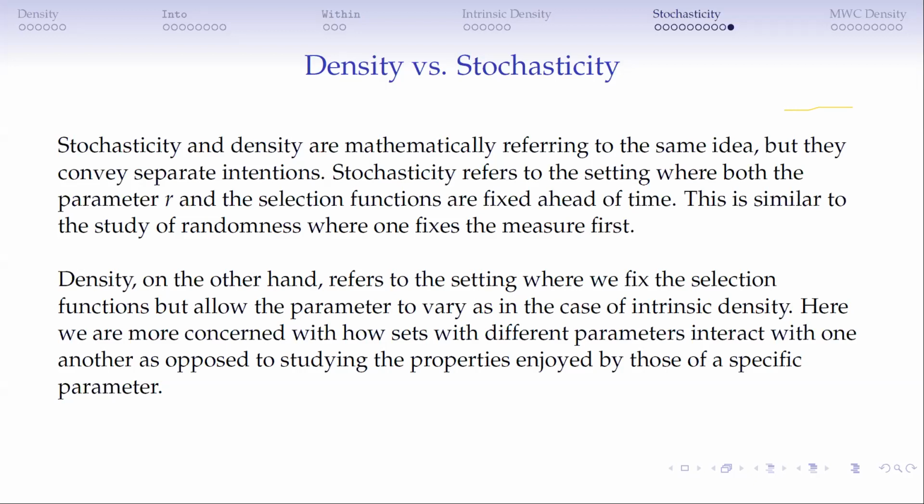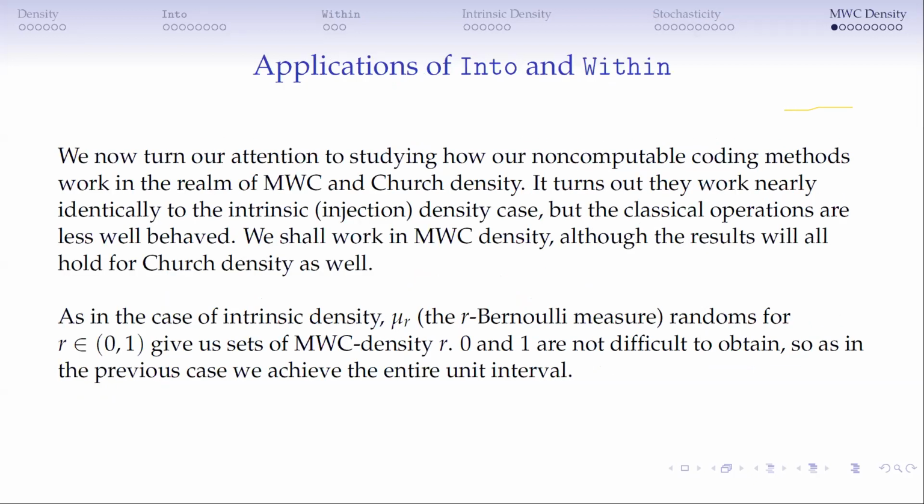Throughout this, for the rest of the talk, you're just going to see MWC density, church density, and that's just going to mean stochasticity after a fashion, but the word density is communicating our intention for what we're going to do with these sets. Okay, so now we want to look at our applications from into and within. They worked for asymptotic density, and they worked for intrinsic density. So now let's apply them to church and MWC density. And what we're going to say is that they work pretty much exactly the same way, which is good.